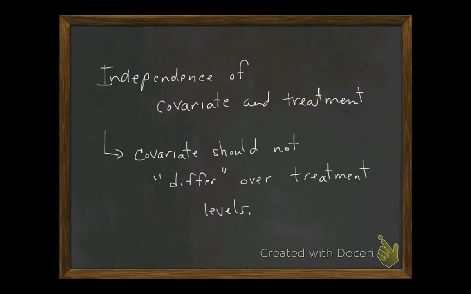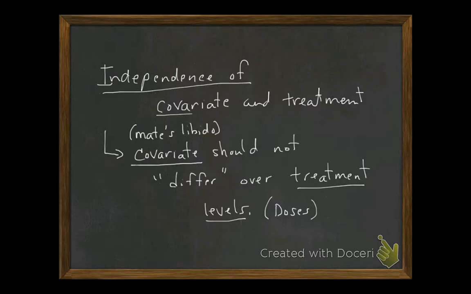Now, let's think about in this example right here. Our covariate is the mate's libido. And my treatment levels are the doses of medication. Well, actually Viagra. I don't guess that's really, I guess it is a medication. So what we're saying here is before we ever start to check this assumption, we would want to run an ANCOVA of the covariate over the doses to make sure there's no difference.